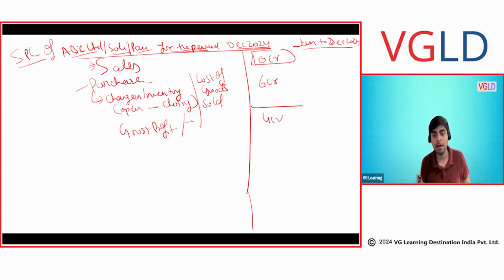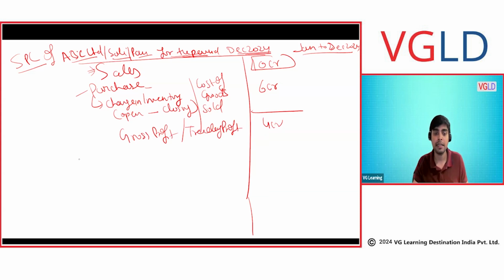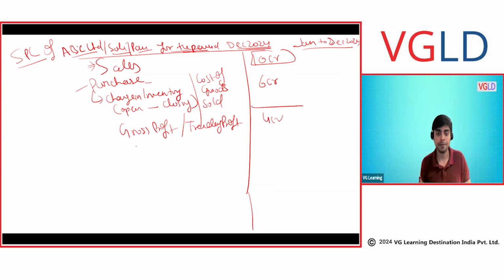Gross profit or trading profit, right? And then we will introduce the other expenses, which are not directly attributable to the business. What are the other expenses? Let's say, oh, one thing I forgot. After gross profit, there can be other income.